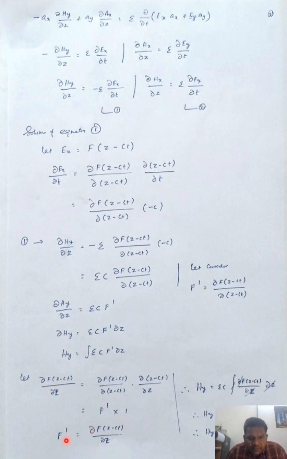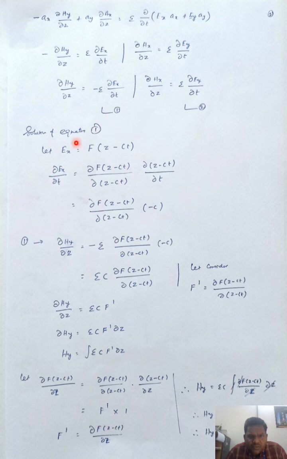I am replacing this f prime value in the above equation. I am cancelling the equivalent parameters ∂z and ∂z, integration with differentiation. Finally we end up with Hy equal to epsilon c f of z minus ct. Hy is equal to epsilon c times f of z minus ct, which is nothing but the considered solution.